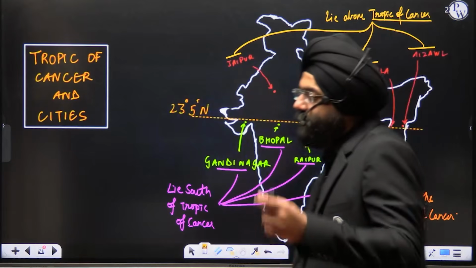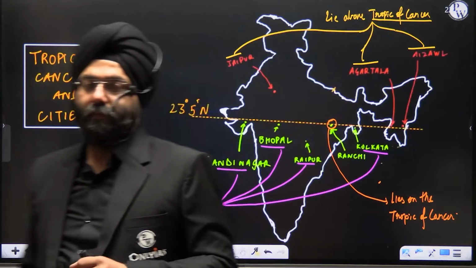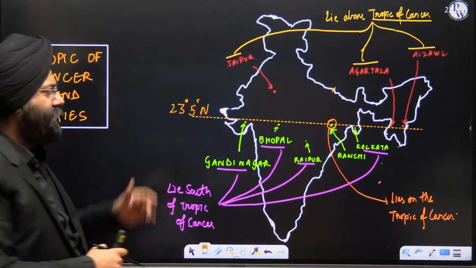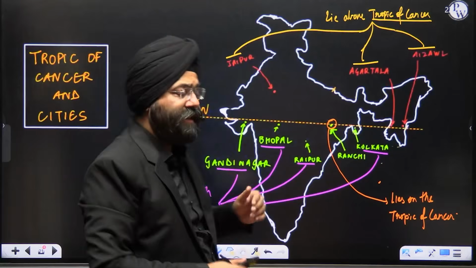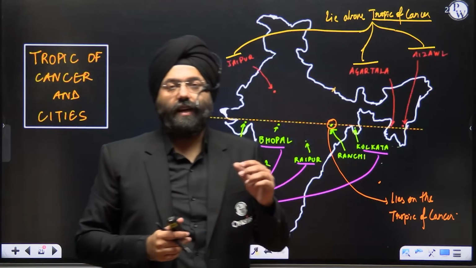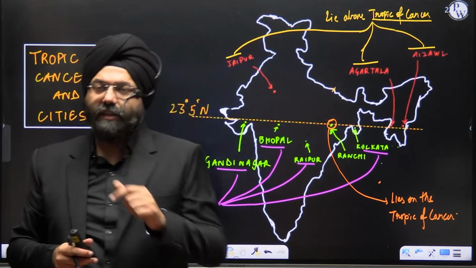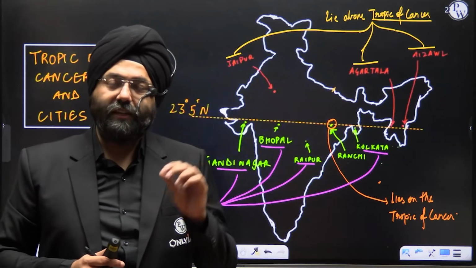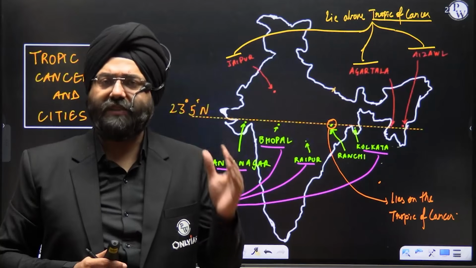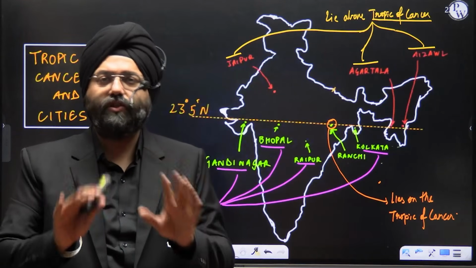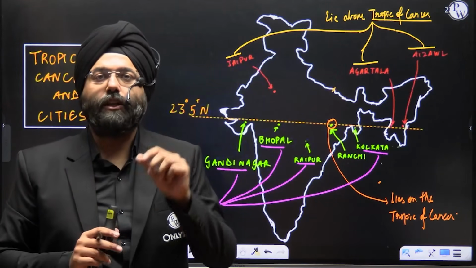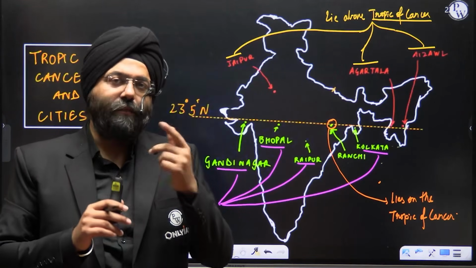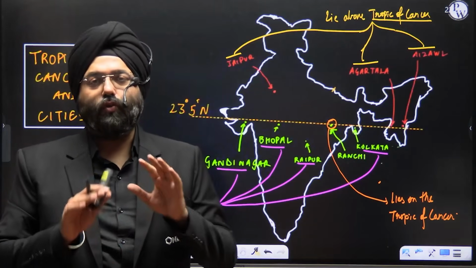They lie above the Tropic of Cancer. Clear? Now many will ask, sir, many other cities can be asked. Yes, they can be. But the interesting thing is, even when the examiners are making the papers, they refer to the NCERTs and particularly the maps, and so many maps are given there. It is easy and sufficient for them to use the maps and create the questions. So if you have done even the map study in the chapters well, you will not have any problem.